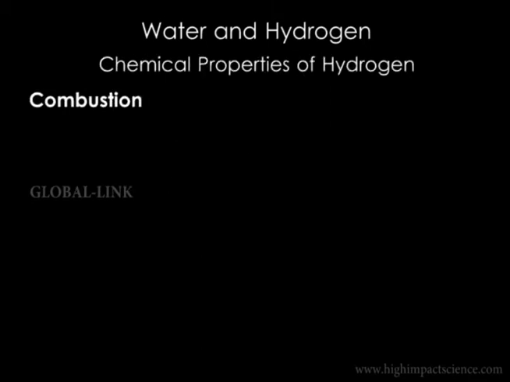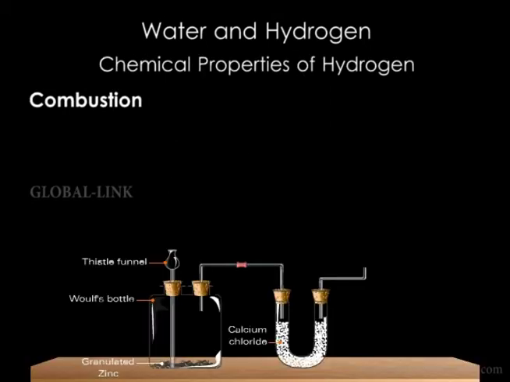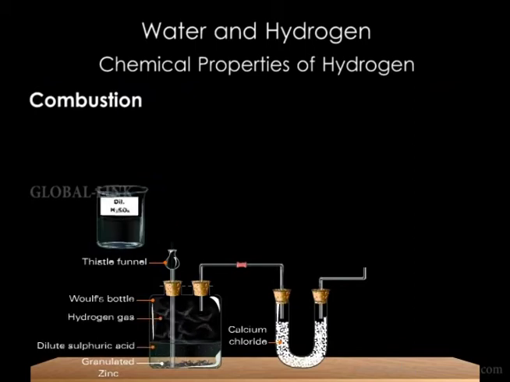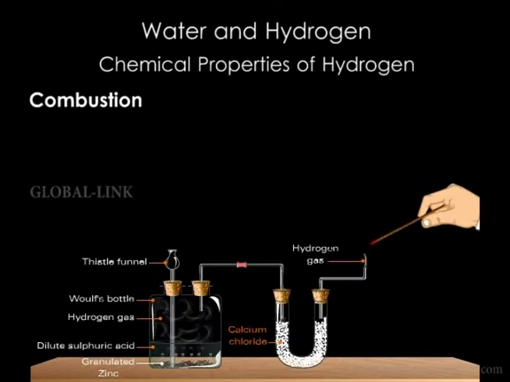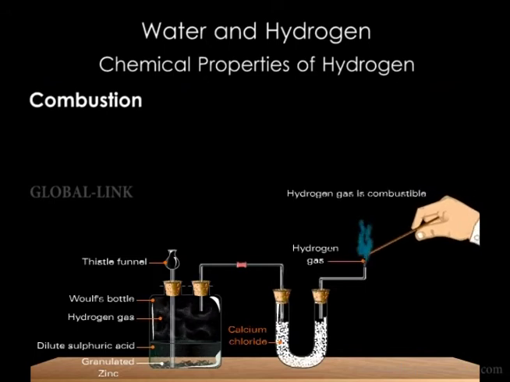Chemical properties, combustion. Now, in this experiment, we prepare hydrogen gas by reacting zinc granules with sulfuric acid. The gas evolved is passed through a U-shaped tube containing calcium chloride, which absorbs the moisture present in the gas, making it dry. When ignited, pure hydrogen burns quietly with a blue flame.